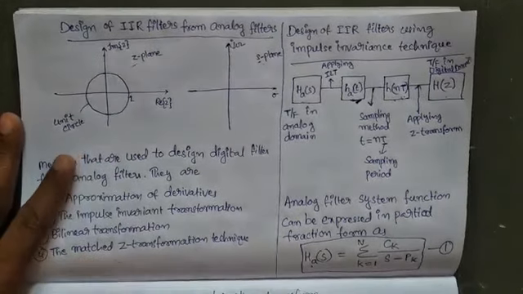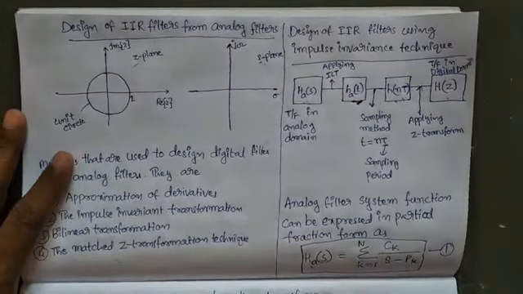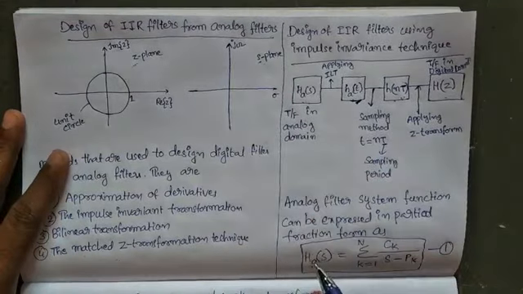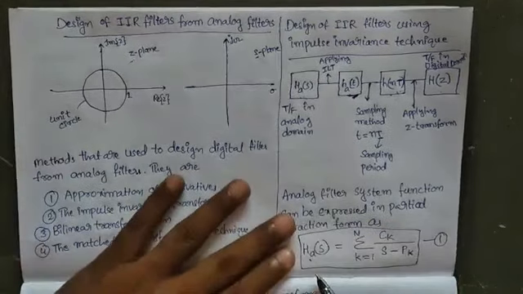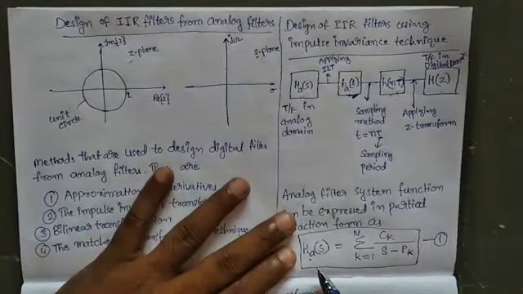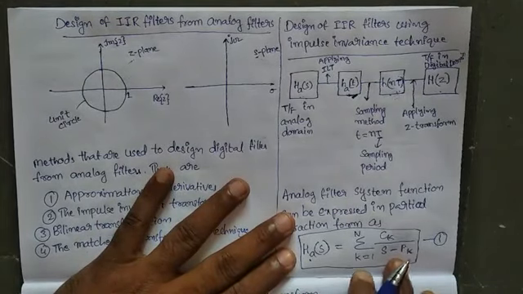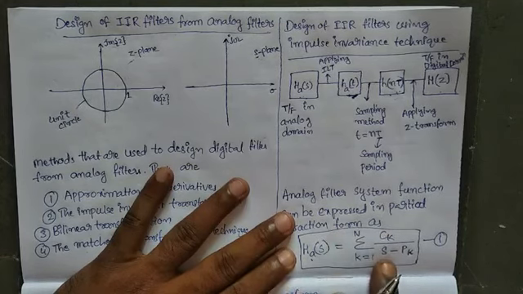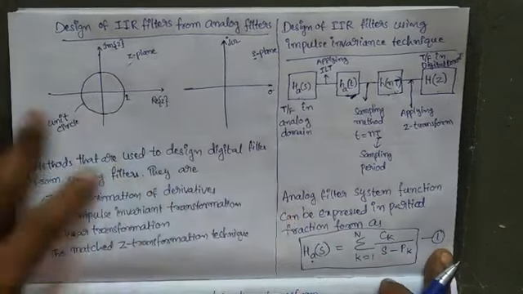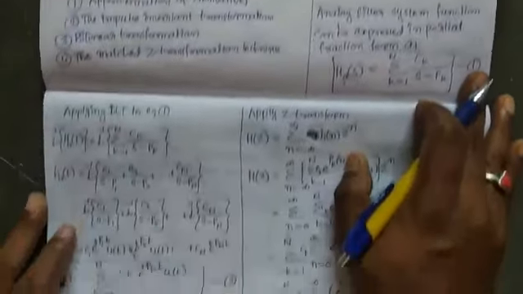For this case, first of all we consider the analog filter transfer function. We express this analog filter transfer function in terms of partial fractions. It is an all pole filter. HA of S is equal to the summation from k equal to 1 to capital N of ck by s minus pk. I am taking this as equation 1.